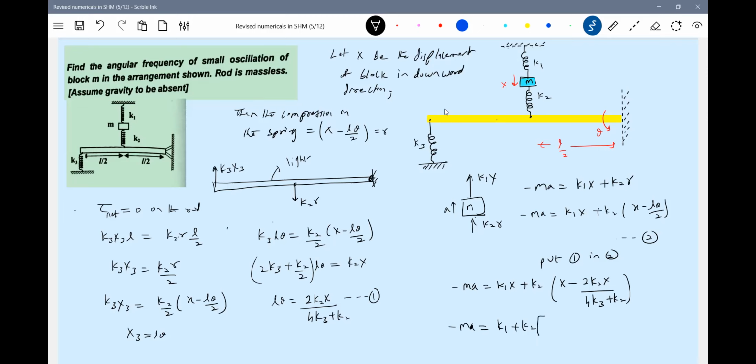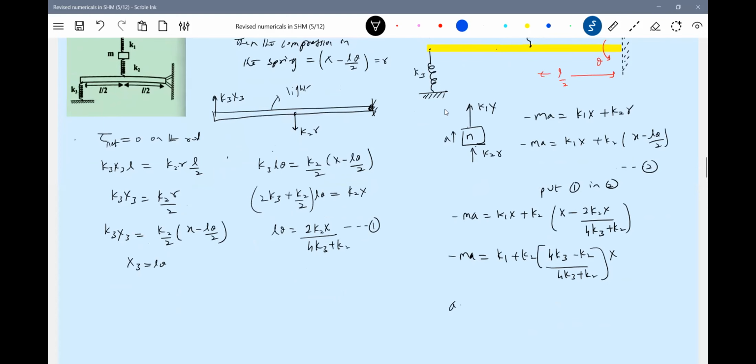K2, this will be 4K3. K2 minus K2. So this will be K2 by 4K3 plus K2 into X. Then acceleration will be proportional to negative of displacement. 4K1K3 plus K1K2 plus 4K2K3 minus K2 square by 4K3 plus K2 into M. This is everything equal to negative of this.